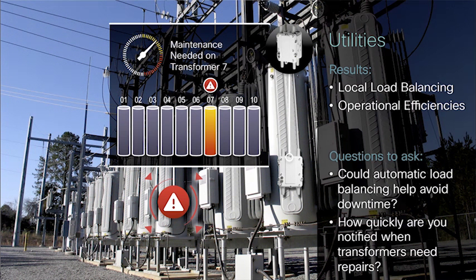When addressing a potential opportunity with a utilities company, ask questions like, could automatic load balancing help avoid downtime? How quickly are you notified when transformers need repairs? As you can see, IOX delivers on the promise of IoT by turning data into action. But once you identify an opportunity in these or other industries, what should you do next?